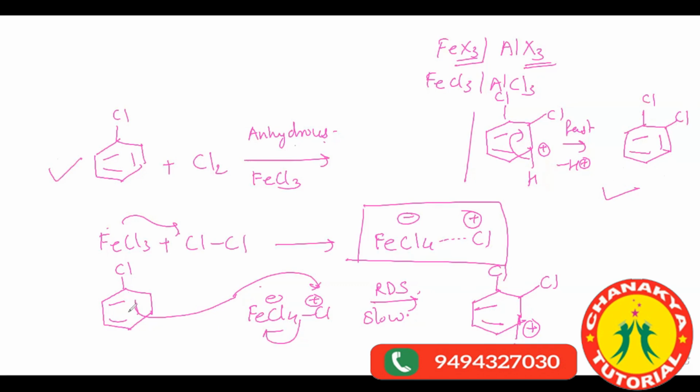Another possibility is what? When the bond has been given from here, attack would happen at the para position, isn't it? So another product would form. In what case will it form? I'll let you know.